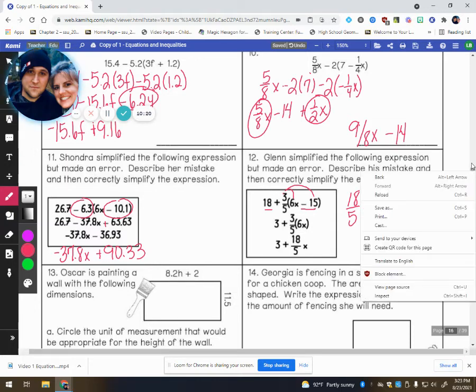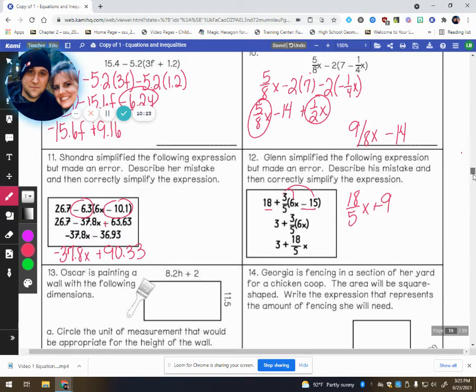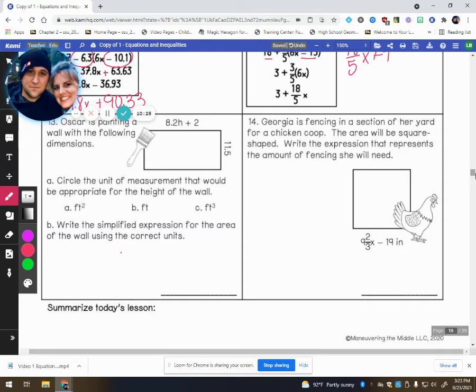Number 13 says Oscar is painting a wall with the following dimensions. Circle the unit of measurement that would be appropriate for the height of the wall. So should we talk about feet squared for the height, feet cubed, or just feet? I think the obvious answer is just feet. When we're talking about the height of the wall, we would measure it in feet. Write the simplified expression for the area of the wall using the correct units.